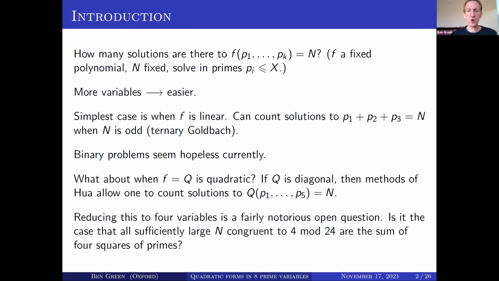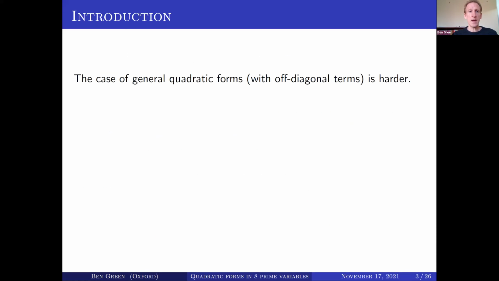Maybe not quite as notorious as Goldbach or twin primes, but amongst experts, this is still a well-known open question. Which numbers are the sum of 4 squares of primes? And in particular, is it the case that all sufficiently large n that are congruent to 4 mod 24, which is a sort of natural necessary condition, are the sum of 4 squares of primes? So that's an unsolved problem. Now, this was about diagonal forms. If I look at general quadratic forms where you allow off diagonal terms, then things get a lot harder.